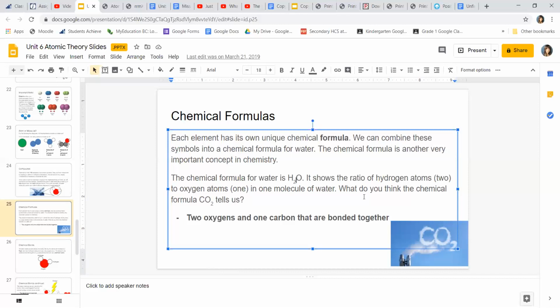So if you're looking at carbon dioxide, you see that with carbon dioxide you have one carbon and two oxygen. So two oxygen atoms and one carbon atom have bonded together to create carbon dioxide, and that's what we breathe out all the time.